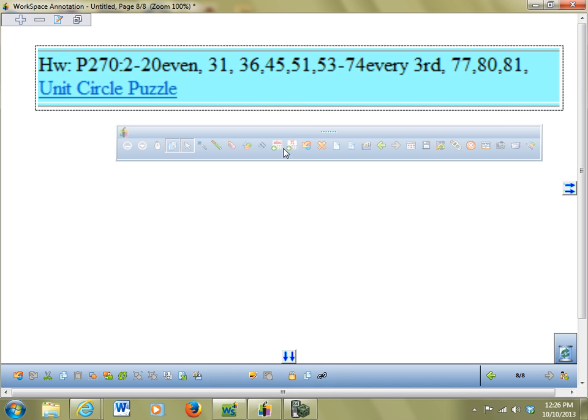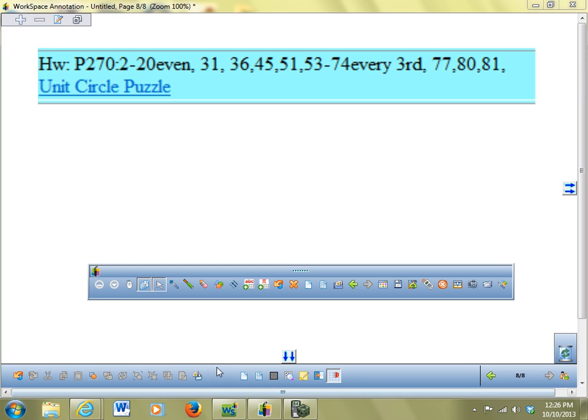Page 270, 2 through 20 even, 31, 36, 45, 51, 53, 74. It's just like what is a sine, what is a cosine. It's not like solving, like find all the zeros and all that stuff. It's fast, all right? They're quick little problems, okay? This will definitely help you with the quiz, yes. Okay? Well, yeah, I'll go over a couple of things.